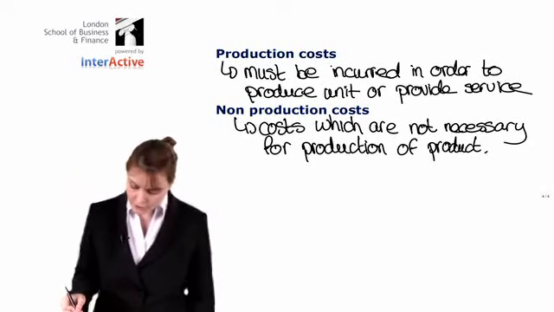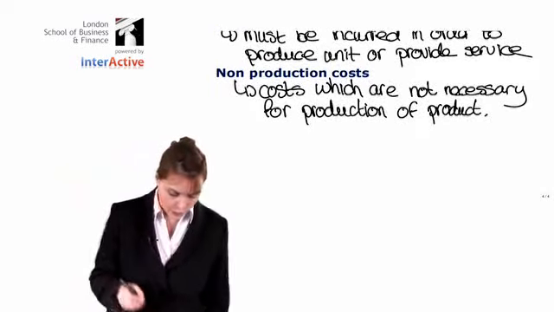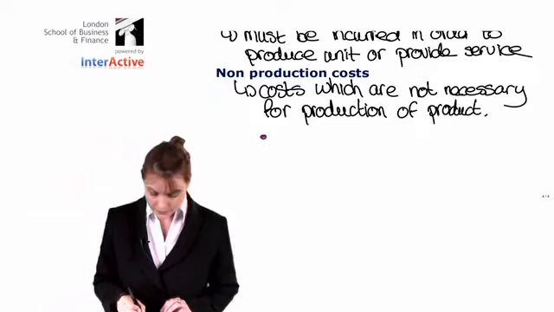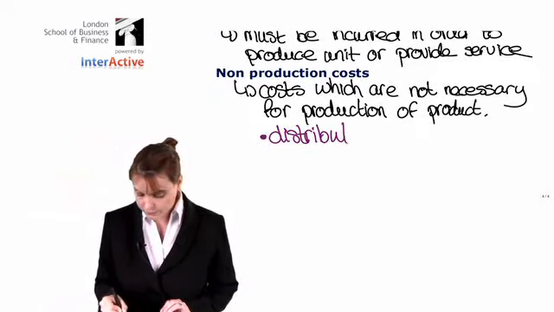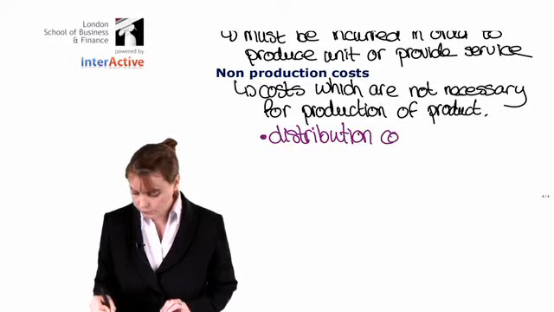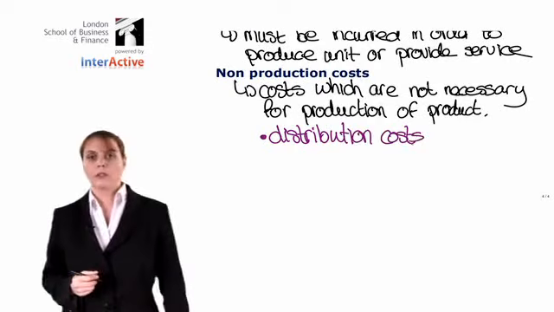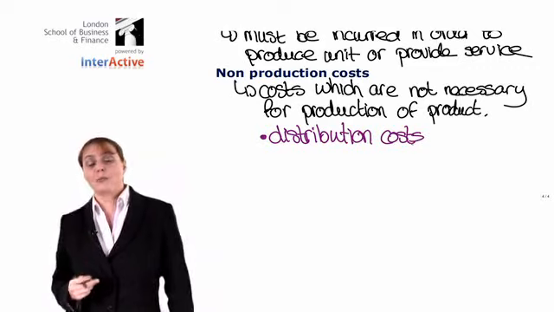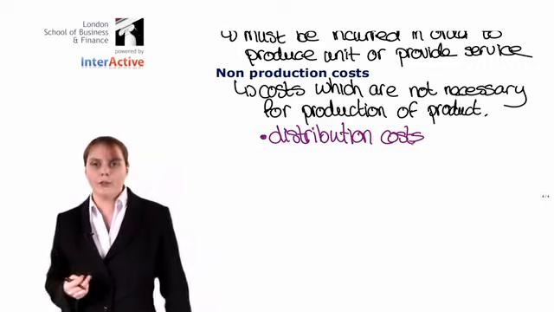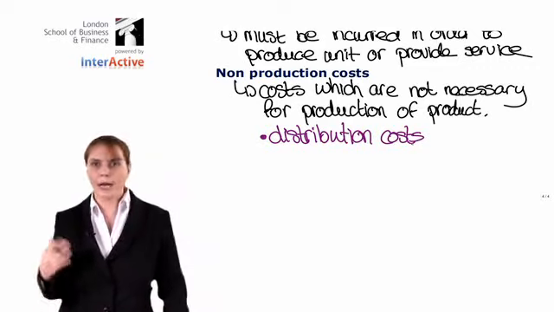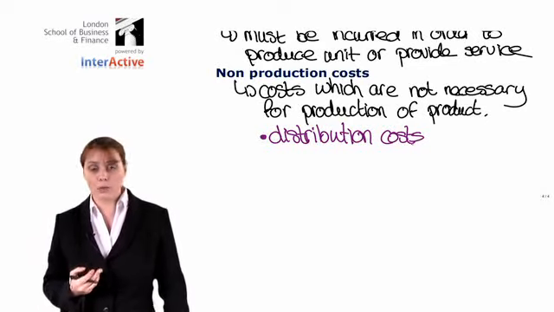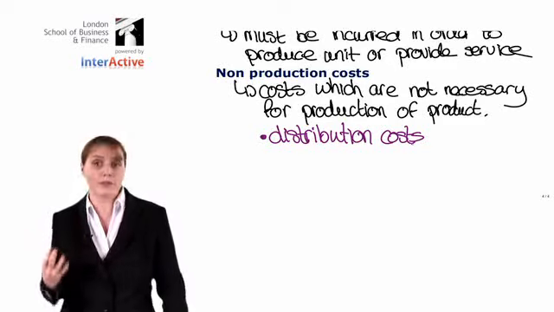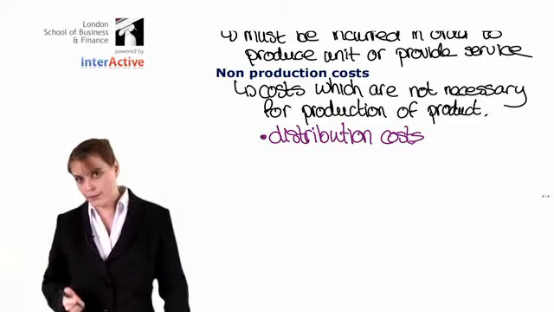So our non-production costs will include our distribution costs, so we don't have to spend money on delivering our units just to produce them. However, we are going to have to incur distribution costs in order to get our product from the factory to our customers.